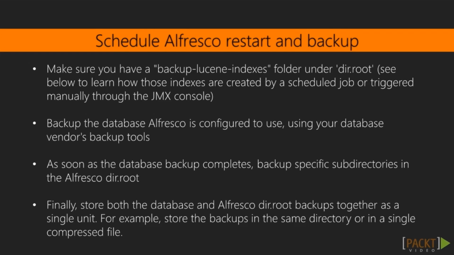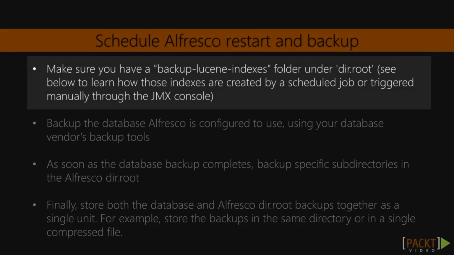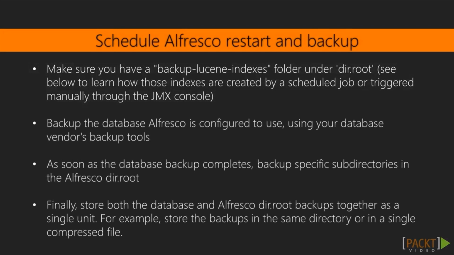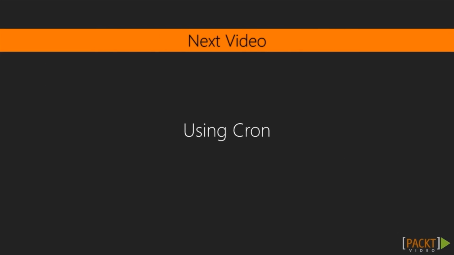During a hot backup, we have to back up the folder backup Lucene indexes, which is created every night at 2 AM if you use Lucene, and should be restored and renamed as Lucene indexes. The important thing is that the folder Lucene indexes shouldn't be backed up during a hot backup in order to preserve index integrity. In the upcoming video, we'll see how to use the crontab in order to easily manage Alfresco and your server.